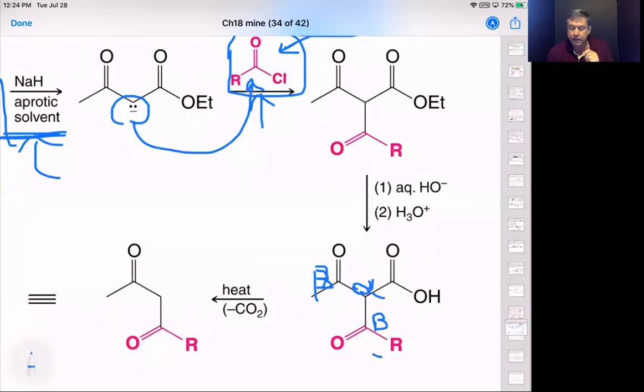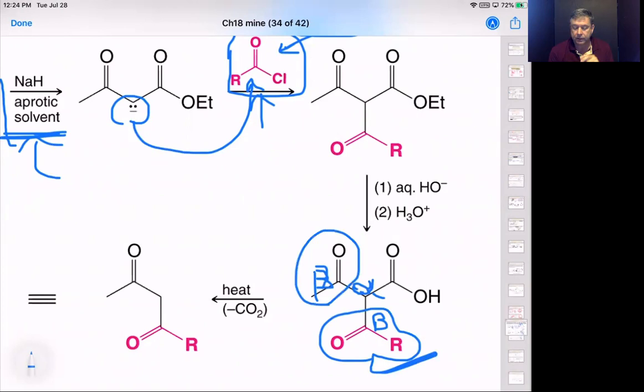But this is not an ester, so this group is going to stay. And this group is not an ester or a carboxylic acid. This group is going to stay. The only one we can remove is this carboxylic acid, meaning that, and we have 2 different beta ketones that it can interact with to lose that heat.